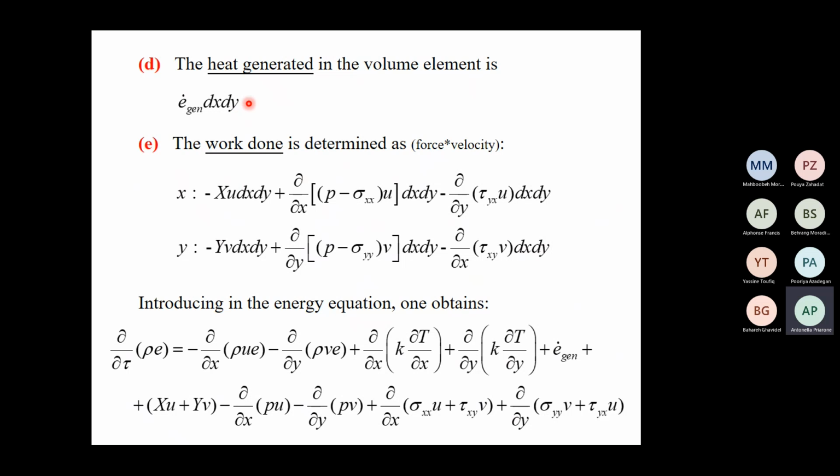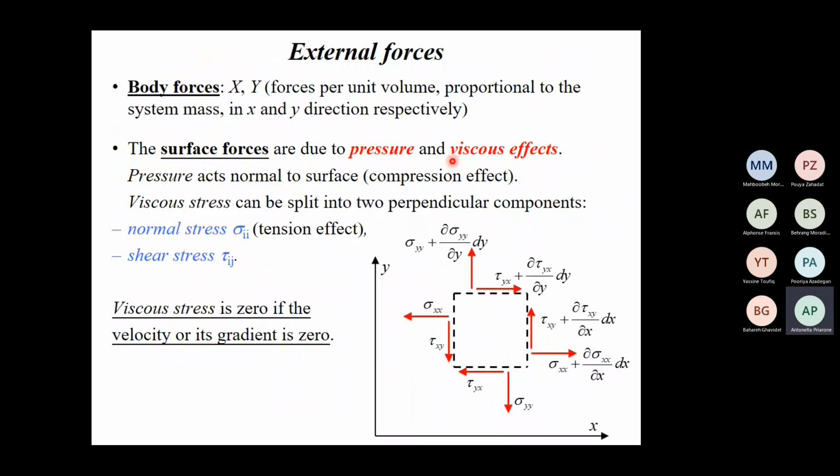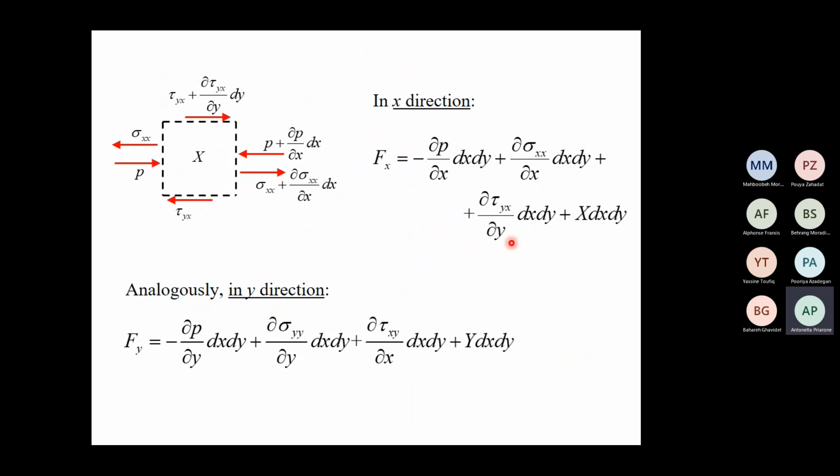Okay? The last one is the work done by my control volume towards the exterior. How to evaluate it? I have to do the product between the force and the velocity. So in the x direction, the velocity is u, in the y direction, the velocity is v. But what about the force? The force is the one previously estimated. This one for the Fx, this one for the Fy.